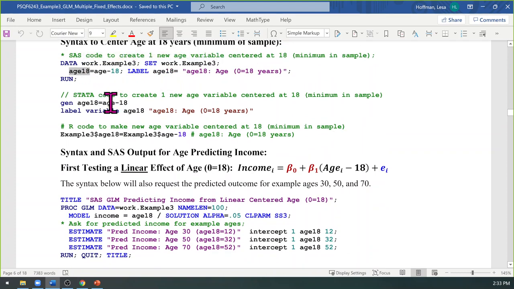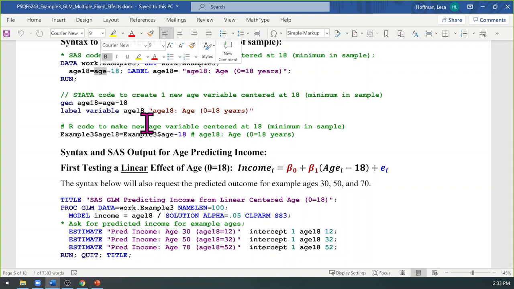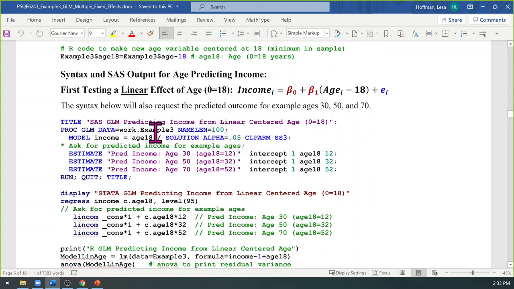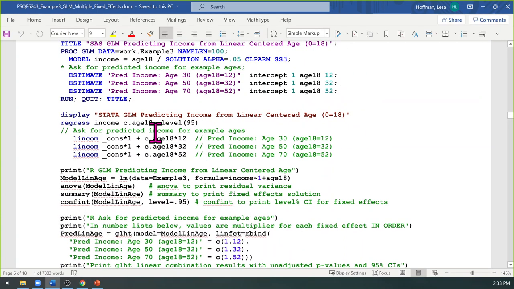Remember that the name that goes before the equal sign is the new column you're going to generate, so you cannot use the same names that are already in your data. The name that goes to the right of the equal sign is the name of a column that does exist in the data. So those have to match exactly with the case in Stata and in R. So we make a new variable, we center it, and then the first model here was a linear model.